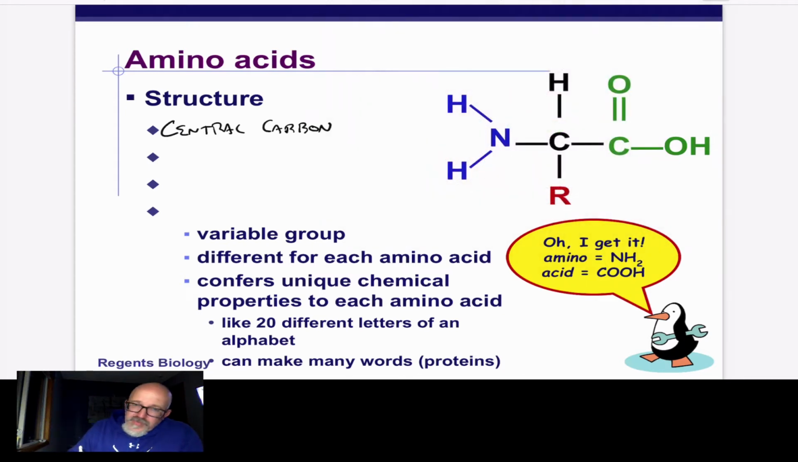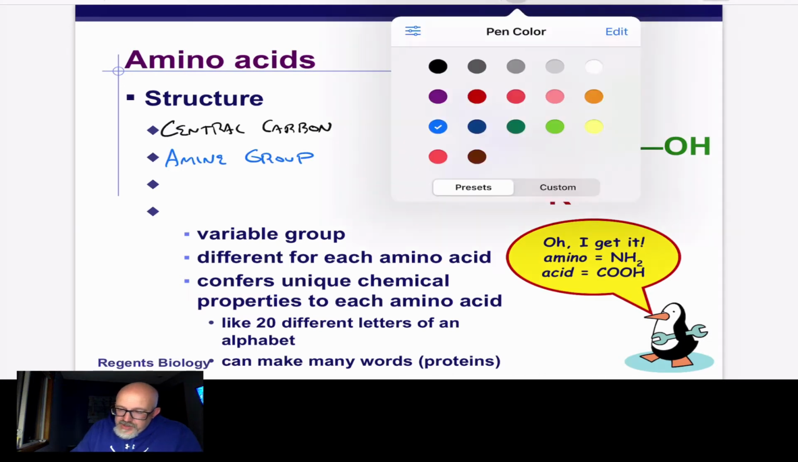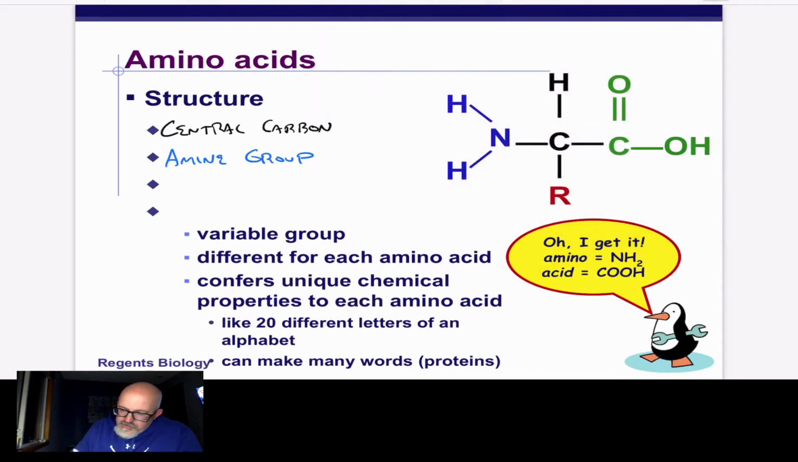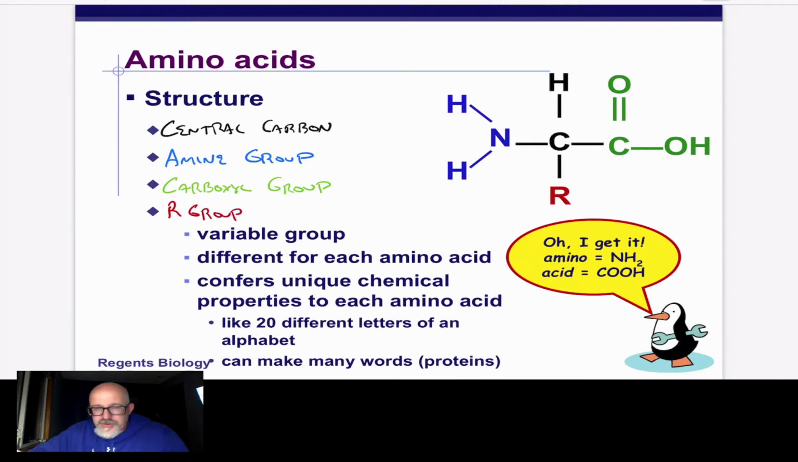In blue, we have what's called an amine group, or amino group. It depends on who you talk to, but that's the portion in blue. In green, we have what's called a carboxyl, and again, I know we built these with our functional group thing the other day. And then we have what's called an R group. That's a kind of a side chain, and there could be 20 different side chains, right?